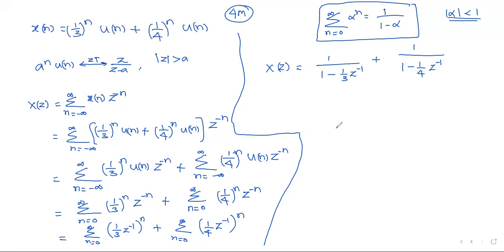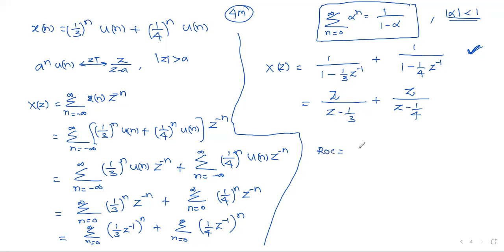Later I will write this ROC. Now I will simplify this. You remember this. Up to here, no problem. But whenever you are using this formula, you need to write the ROC. Don't forget that. Carefully, you need to write. Here, z inverse is nothing but 1 by z. So I will write here z divided by z minus 1/3 plus z divided by z minus 1/4. What is the ROC for this?